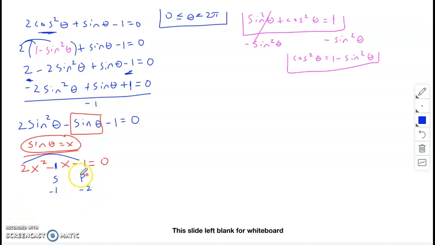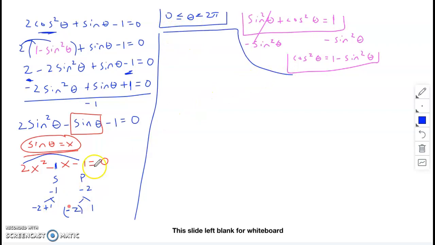I need two numbers that multiply to get -2, but when I add, I get -1. There's not too many choices. 2 times 1 is 2, but I need my product to be negative and my sum to be negative. Therefore, the bigger number has to be negative. -2 times 1 is -2, and if I add these same numbers, -2 and 1, it'll give me -1. Excellent.